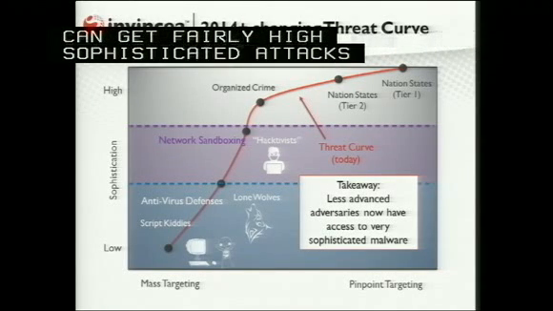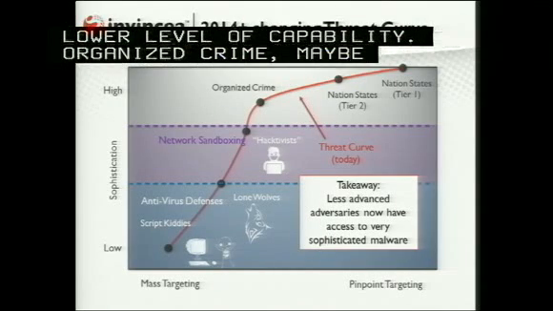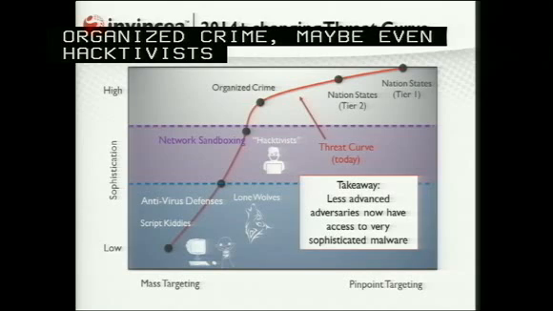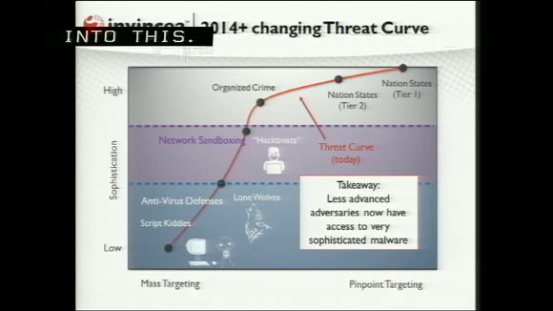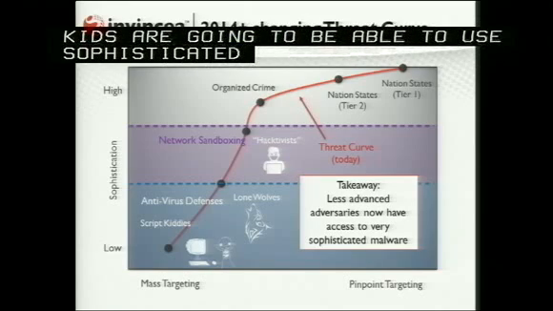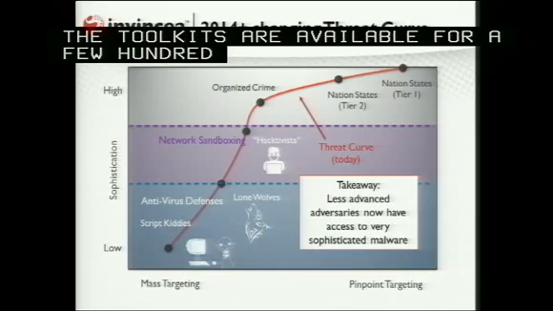So organized crime, maybe even hacktivists now have been pulled up into this. Kids are going to be able to use very sophisticated attacks because it's been toolkitted. These toolkits are available for a few $100s, right? And I can go ahead and purchase one and launch very sophisticated attacks that'll bypass most of the defenses that are out there.